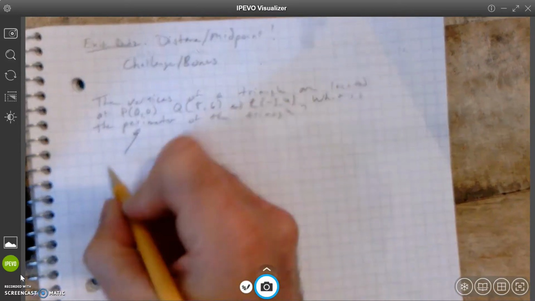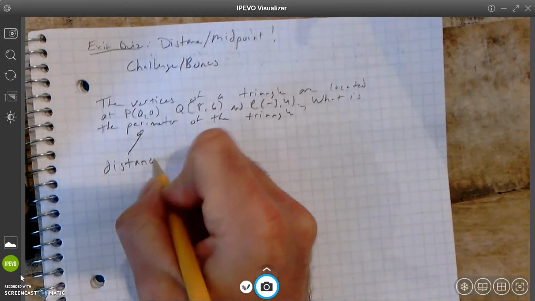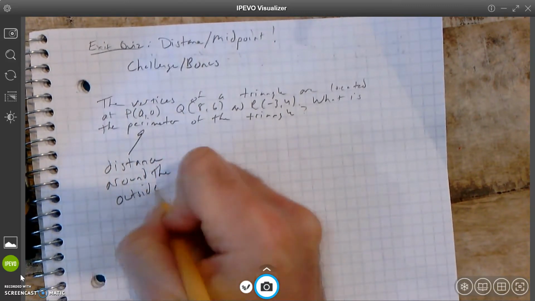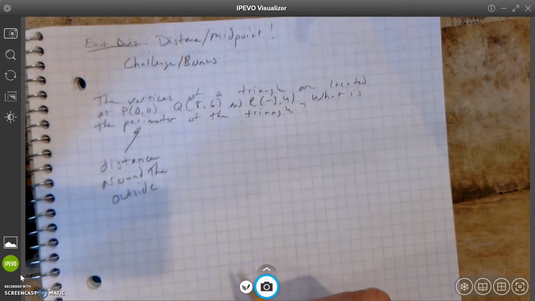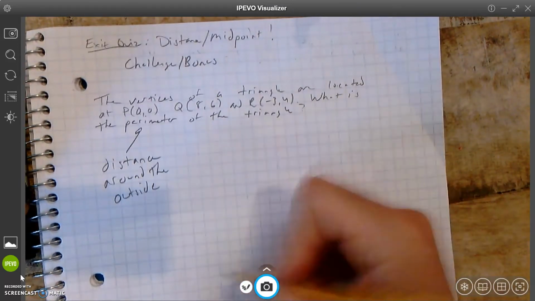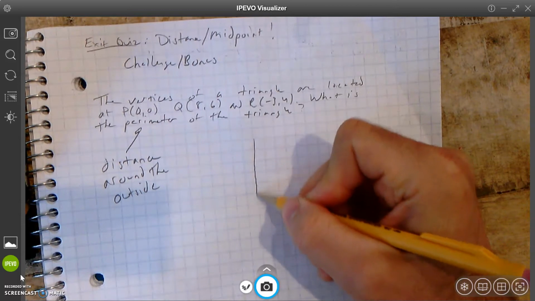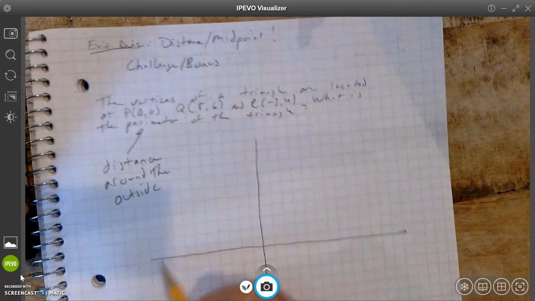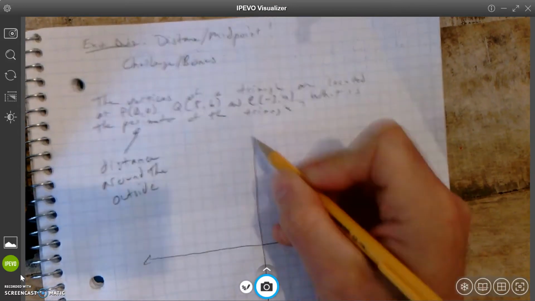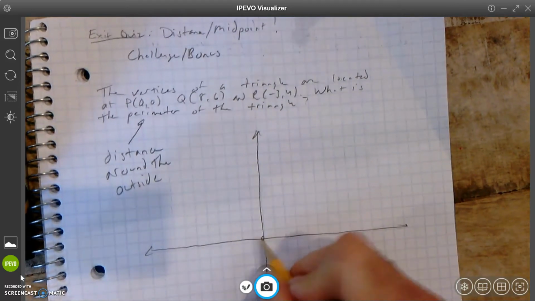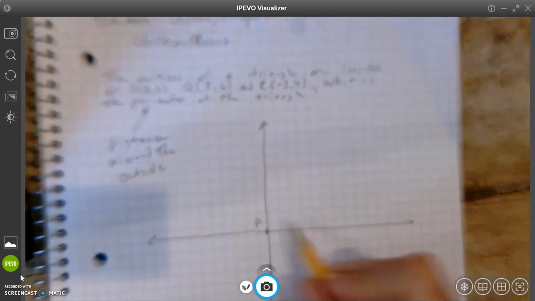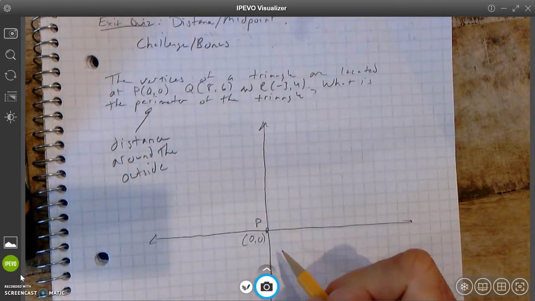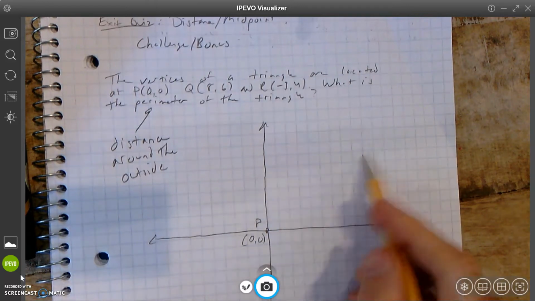So perimeter means the distance around the outside. That's what perimeter means. So let's draw the triangle. If you have graph paper like me, which is cool, you can always draw it like this. P is 0, 0. And if you don't have graph paper, just approximate it on your paper right now. So this is 0, 0. I'm going to write down the point with it.